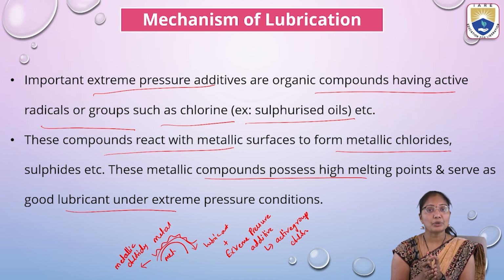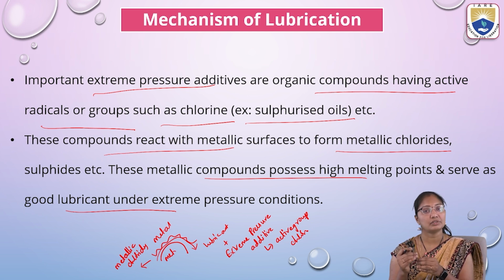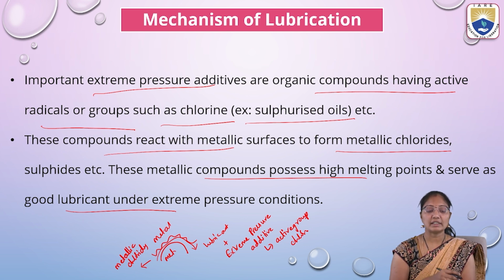in this case the load is high and the speed is high, meaning the rotation will be at even higher speed and the load will also be very high. So these metallic chlorides have high melting points. The melting character of these metallic chlorides will be high, so even at high temperature they are able to act as a good lubricant. It reduces the friction and the wear and tear and is able to bear the high loads and high speed, because these metallic chlorides have a high melting point. So it acts as a good lubricant under extreme pressure conditions.